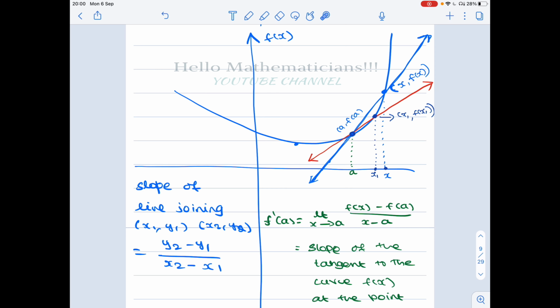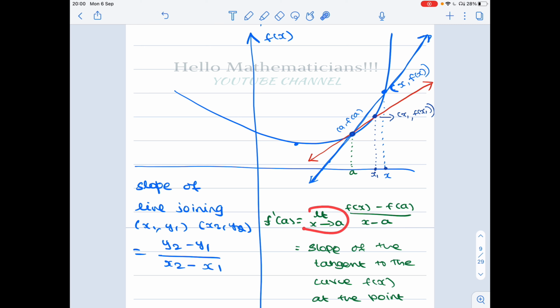Then these are 2 points in the two-dimensional Euclidean plane R2. So we can calculate the slope of the line joining these 2 points, (a, f of a) and (x, f of x). By this formula, for this line, the slope is given by f of x minus f of a by x minus a. Now we understand what this quantity is: it represents the slope of some line in the two-dimensional real plane.